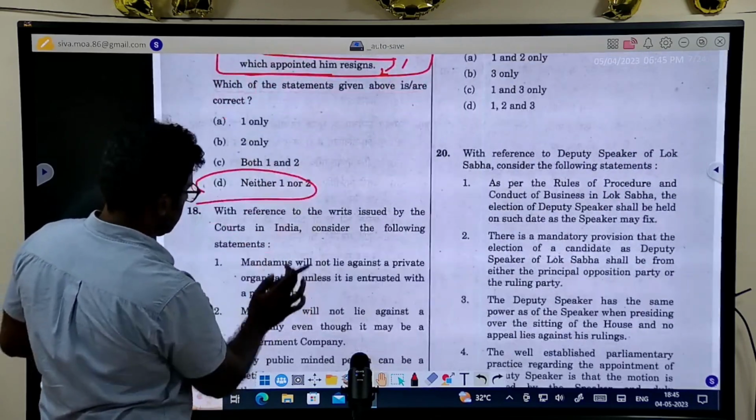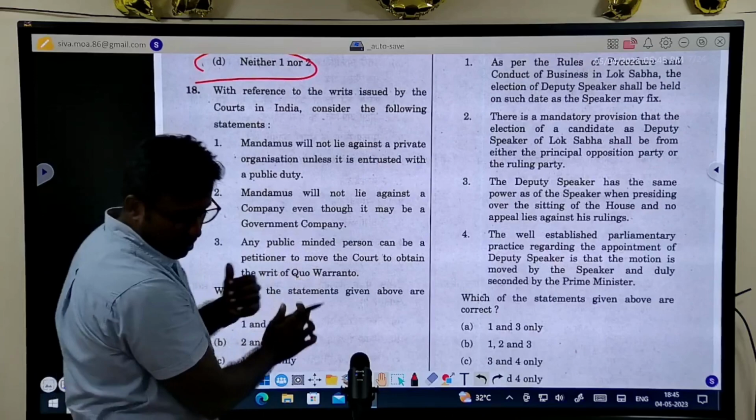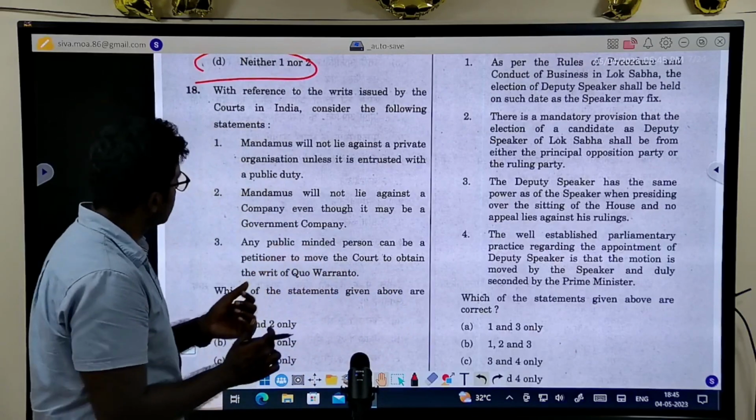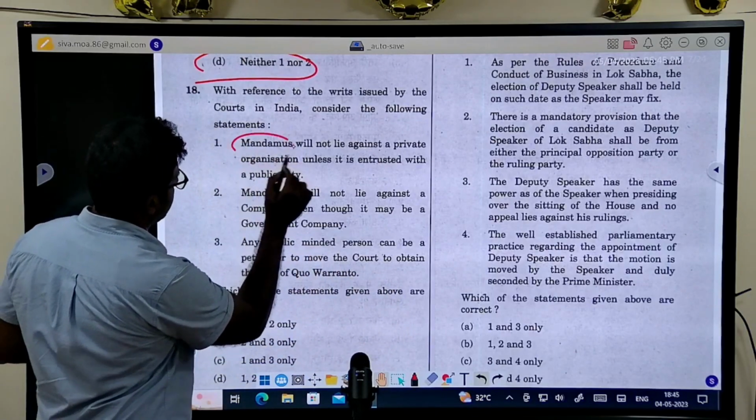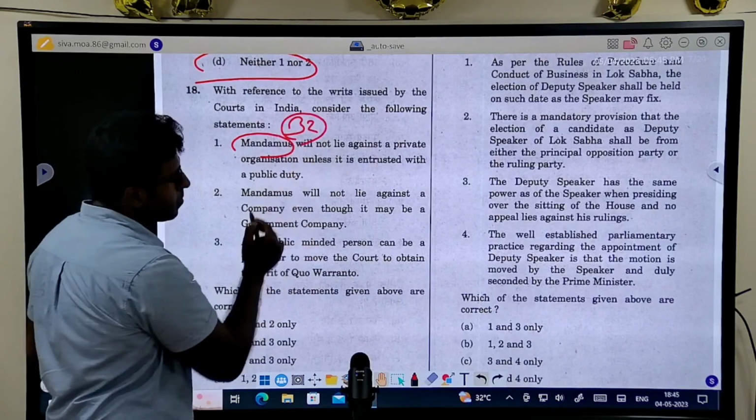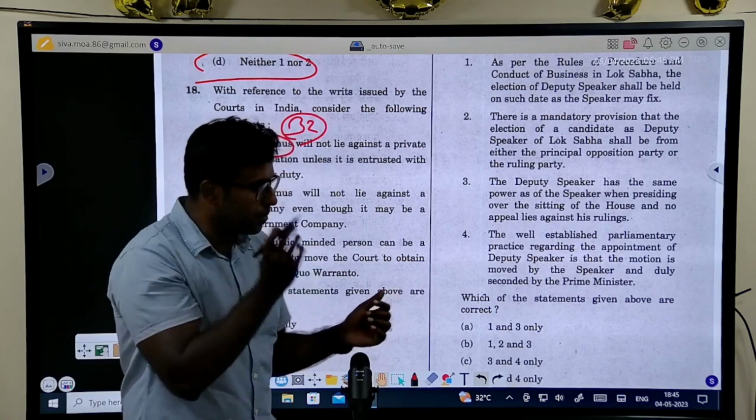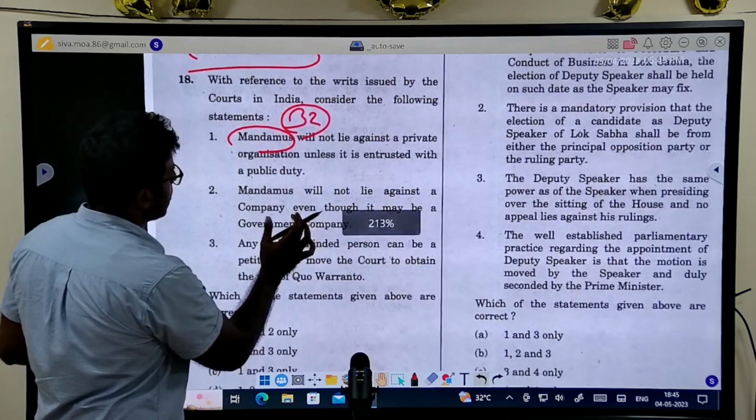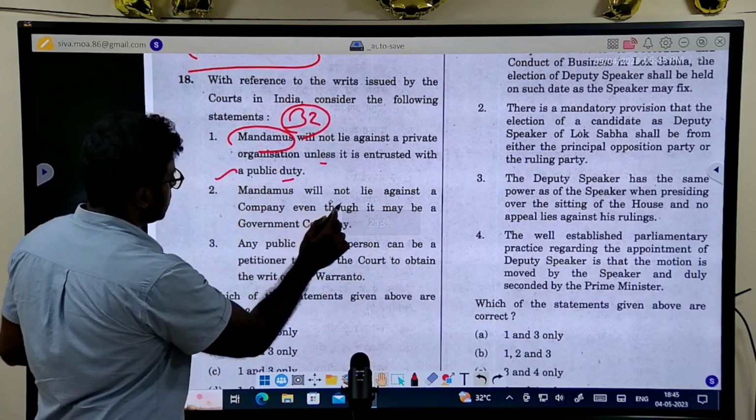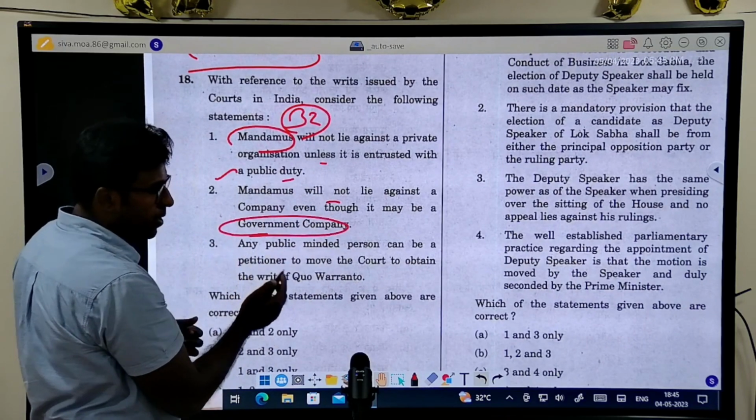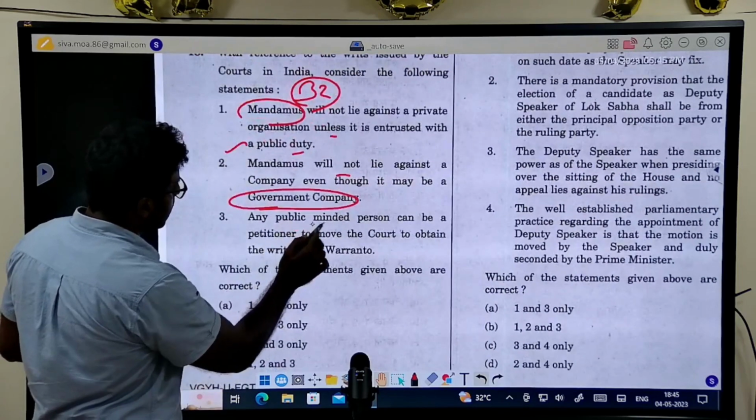Okay, 17th is D. Now the 18th question, mandamus. So, Article 32. Mandamus, quo warranto. Mandamus does not lie against a private organization. True, right? This is not true. If it is a government company, mandamus has to be there. Any public-minded person can petition for quo warranto.